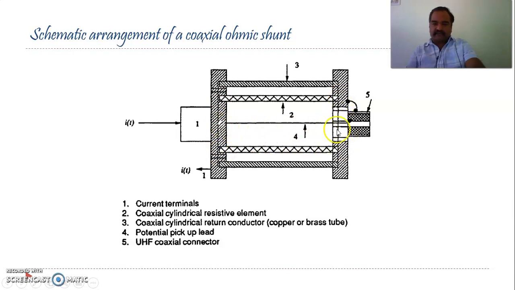So this is the potential lead. These two are the potential points. So this is one point, this is another point. So here the potential terminals P1, P2 will be there. This is your UHF coaxial current.